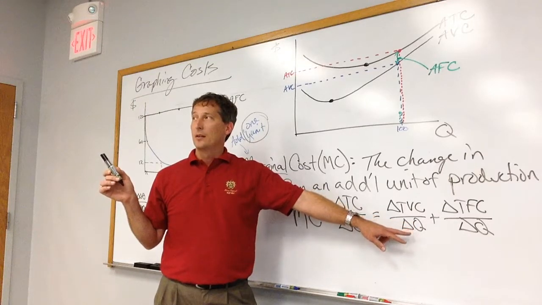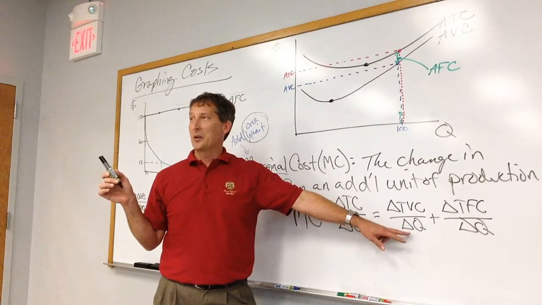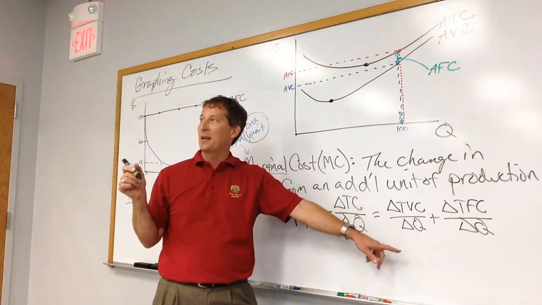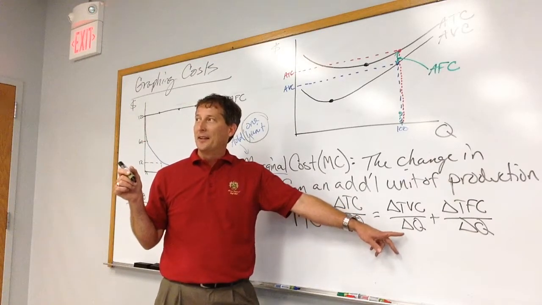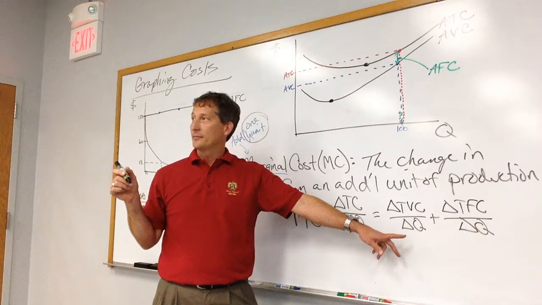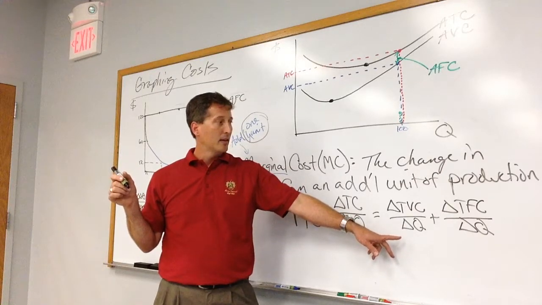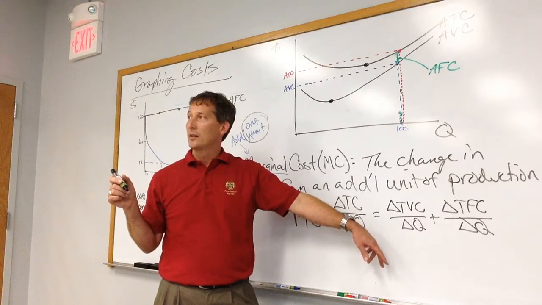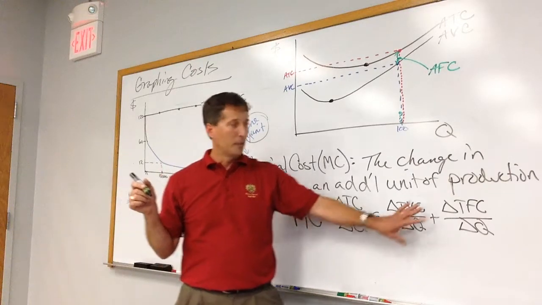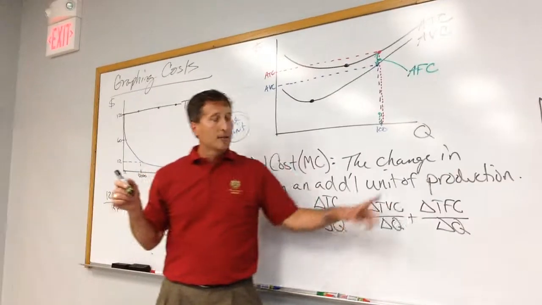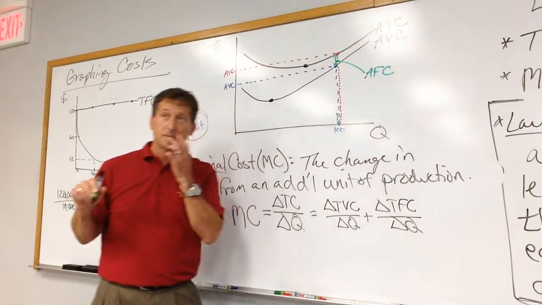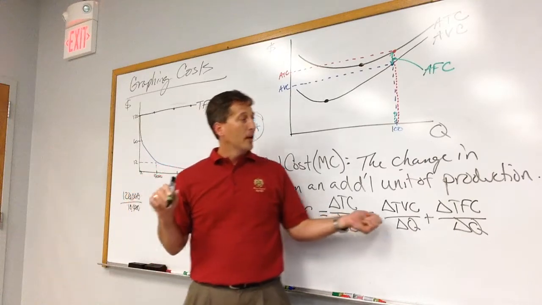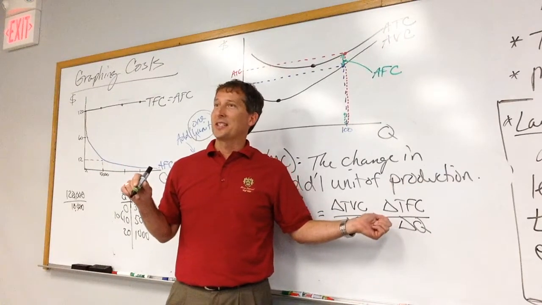Anybody else? I'll give you another hint here in a sec. I'm waiting for my extra credit pen to come out and jump off the page, but I haven't heard it yet. Is it TVC plus TFC over Q? No, there's nothing like that going on. Go ahead, Jeff. The average variable cost plus the average fixed cost? No. So let me cut to the chase here.